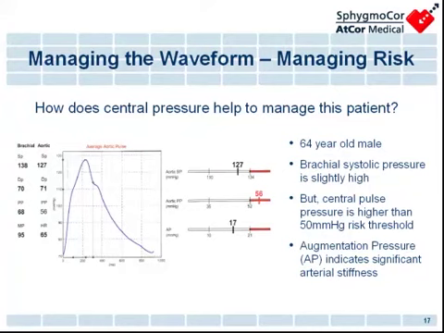So we did the central pressure measurements, and his central pressure was quite high. Remember, 50 is a break point for high risk. He's at 56. So his central pressure reflects a high central pressure. So I'm now more concerned.